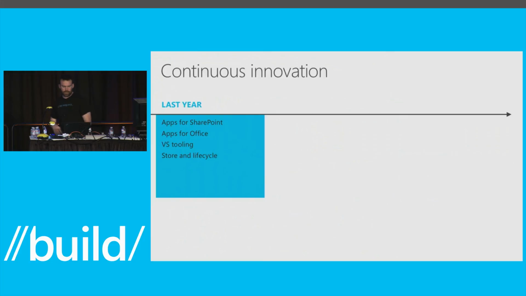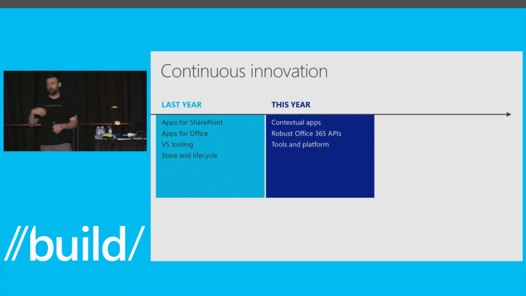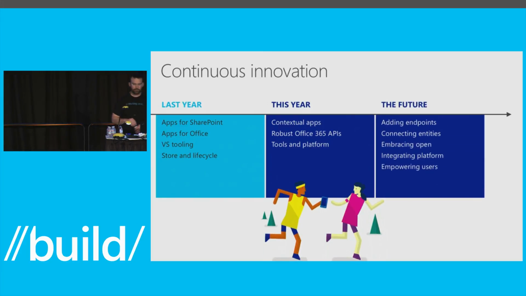Continuous innovation. So last year, we had the first round of the app model come out, some great tooling. This year, we added the PowerPoint apps, contextual apps. It used to be that you could only have apps in Outlook when you're reading mail. Now when you're writing mail, the apps can show up, and I showed that. And more work around the tooling, and of course the Office 365 APIs, the robust APIs. In the future, we're going to continue to look at adding more endpoints. You've seen some really great announcements around all of the different devices Office is now running on. We're going to continue to focus on that.